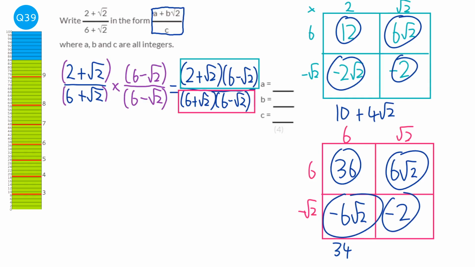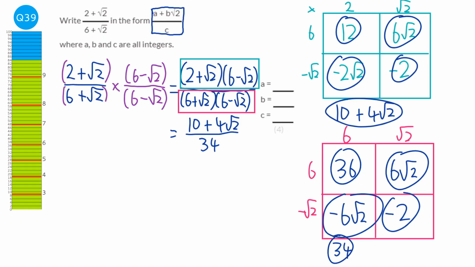Okay, so when we put those in, we end up with 10 plus 4 root 2 at the top, which is our answer here, over 34, which is our answer here. And let's just make that a bit nicer. There we are. And that's our answer down here.